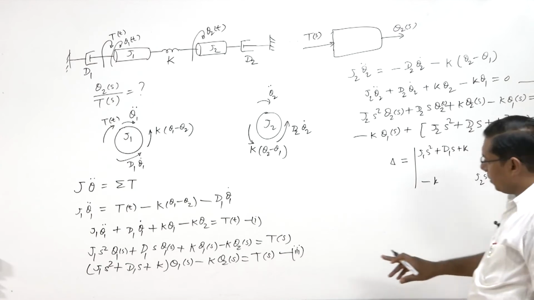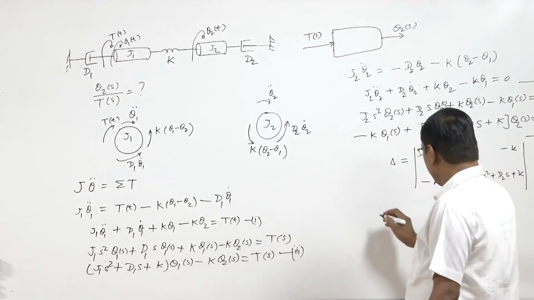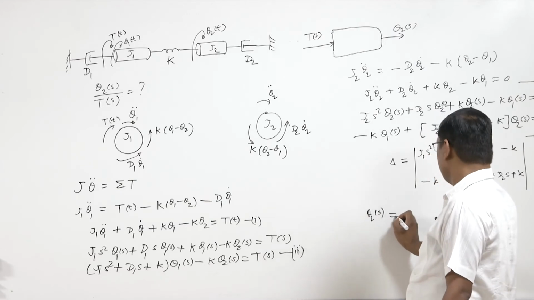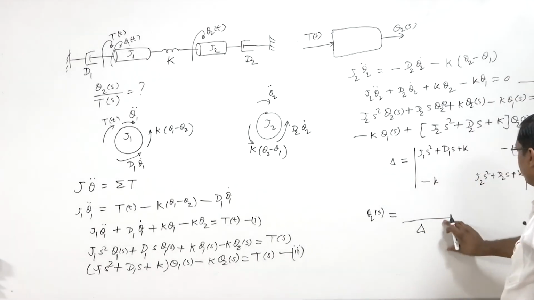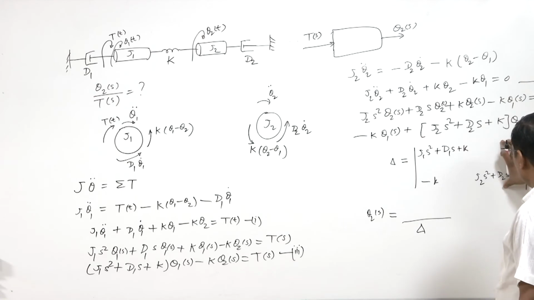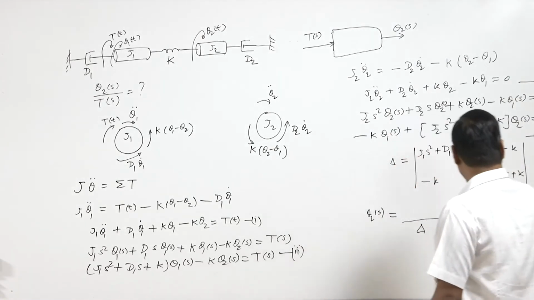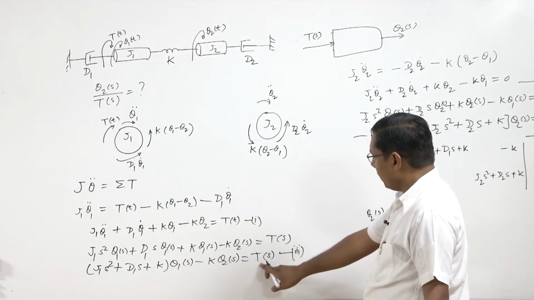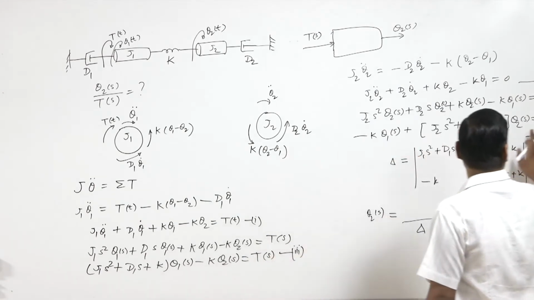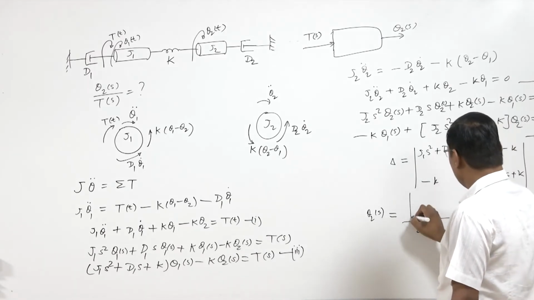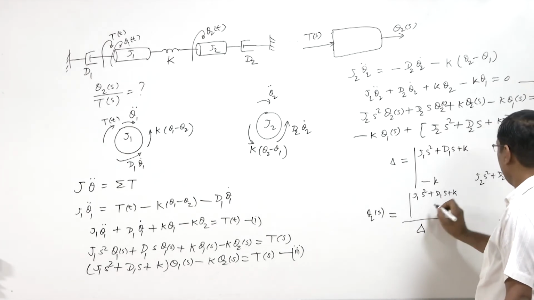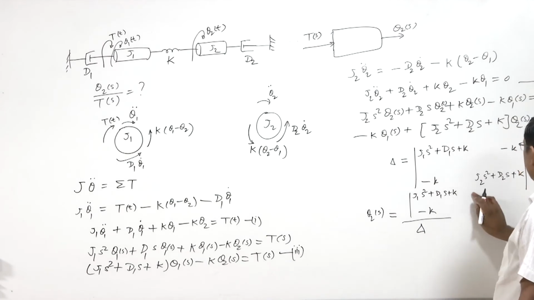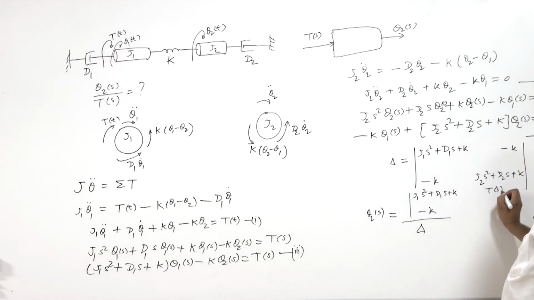Now we have to find theta 2 S. So theta 2 S equal to this, with delta in the denominator. In the numerator, this column will be replaced with the column of the right side, that is T S and 0. So here J1 S square plus D1 S plus K, here minus K, and this is T S and here is 0.